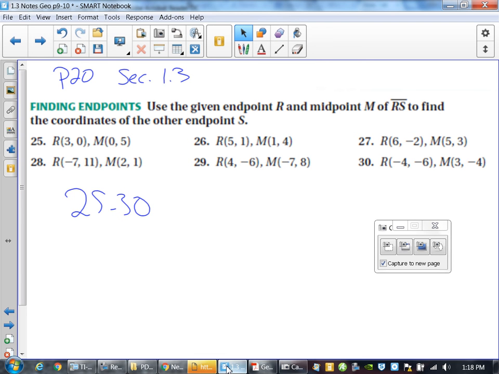All right, questions on these? So this is pretty quick. Notice the language here. R is an endpoint, M is a midpoint. You're finding point S. If you're using a pencil, draw one line and just keep erasing your numbers and reusing it. You'll be done in 5 minutes. Okay? Today's pretty quick because there's not much here.